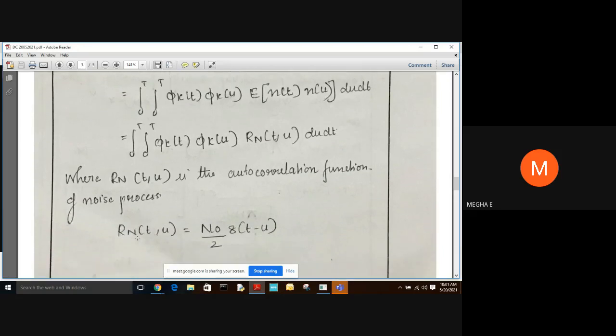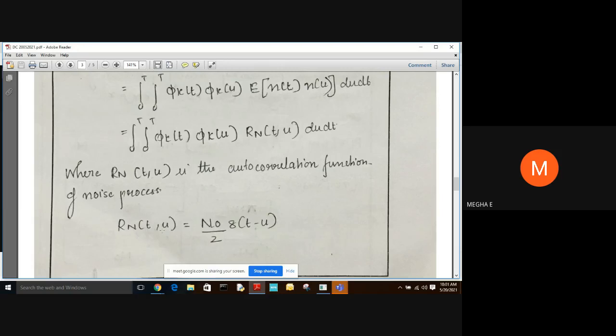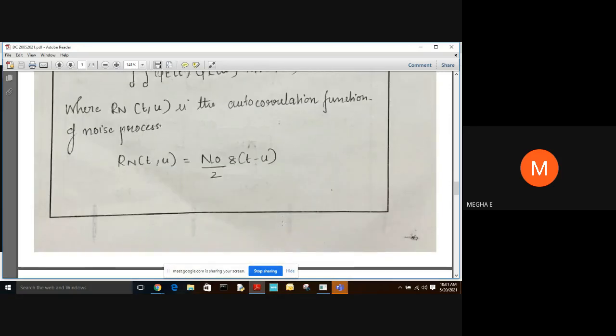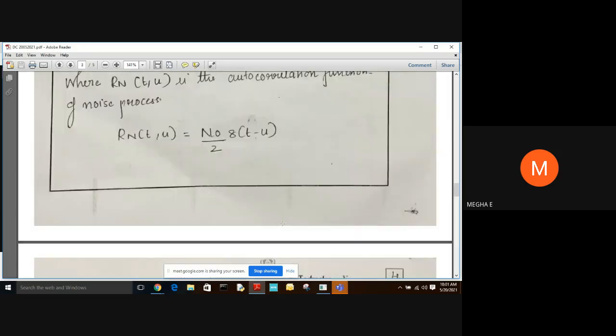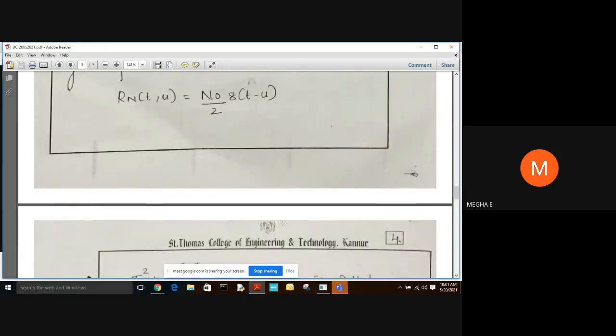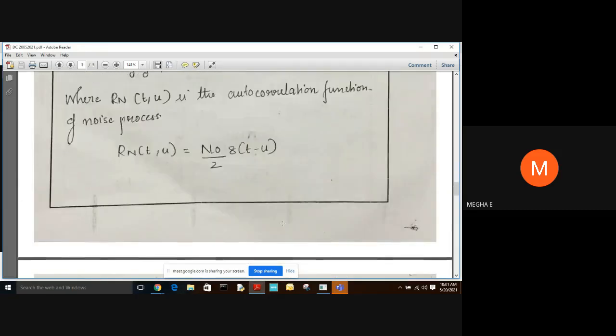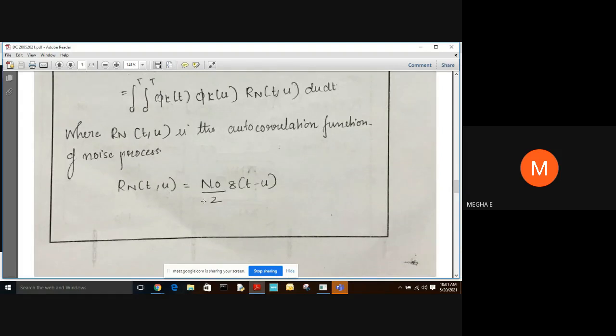So this Rn of t,u can be represented as N0 by 2 into delta of t minus u. We are substituting this Rn of t,u in the variance equation. This is nothing but the autocorrelation of the noise process, and the equation is equal to N0 by 2 into delta of t minus u.